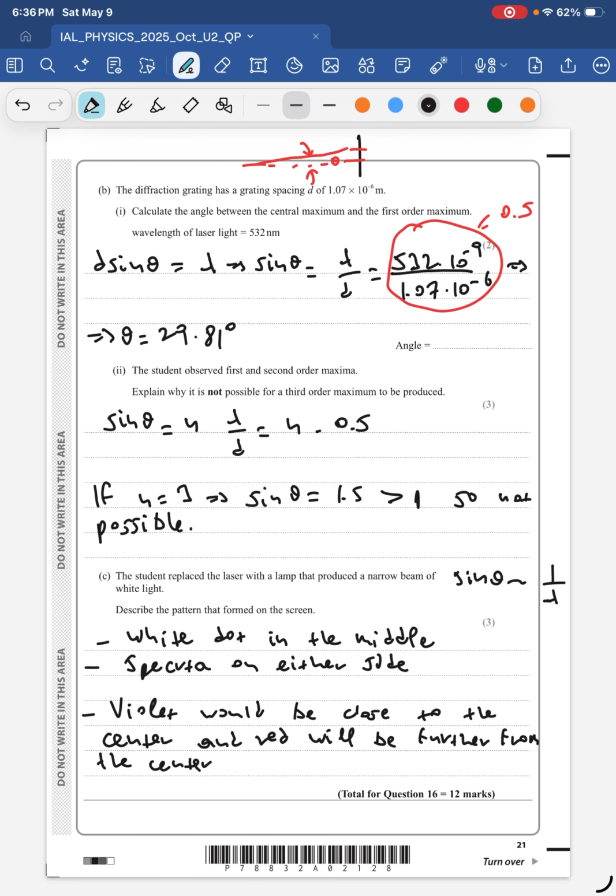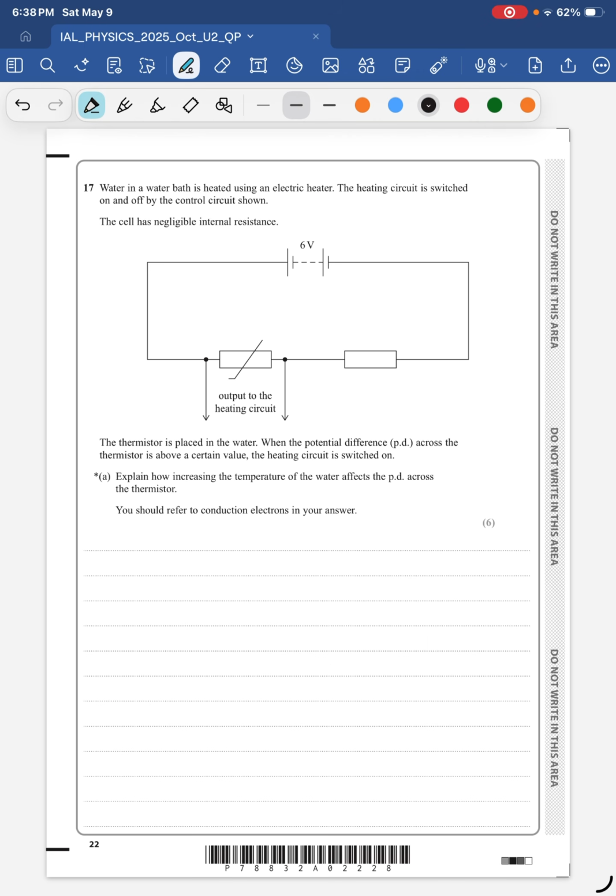I think we're ready to move on to the next one. Okay, question 17. Water in a water bath is heated using an electric heater. The heating circuit is switched on and off by the control circuit shown. The cell has negligible internal resistance. The thermistor is placed in the water. When the potential difference across the thermistor is above a certain value, the heating circuit is switched on. Explain how increasing the temperature of the water affects the potential difference across the thermistor. You should refer to conduction electrons in your answer.